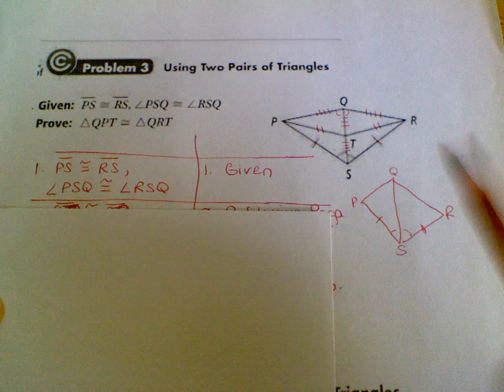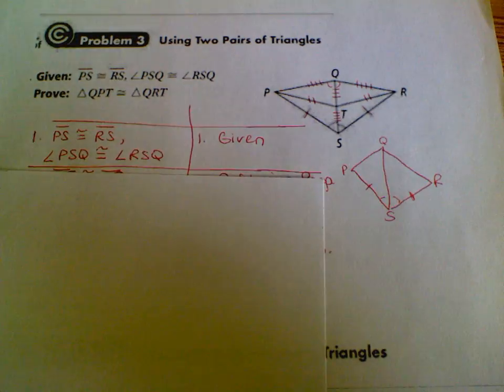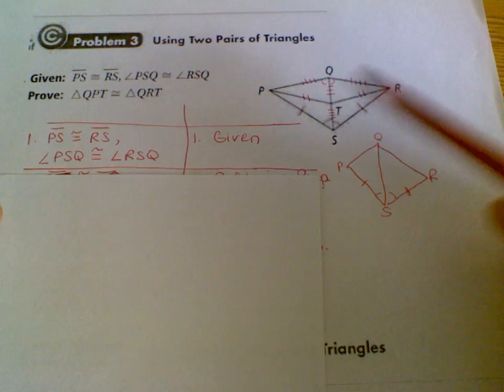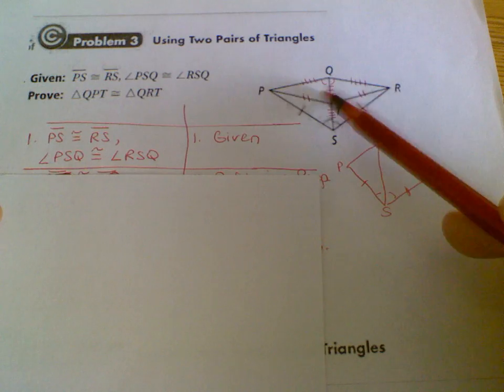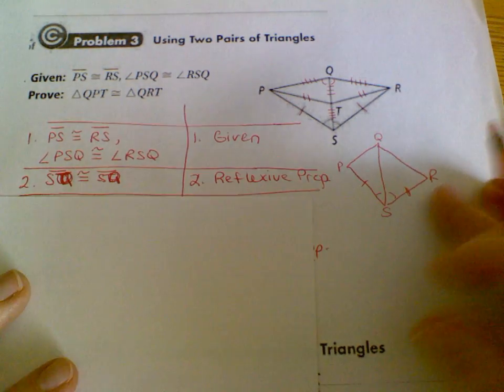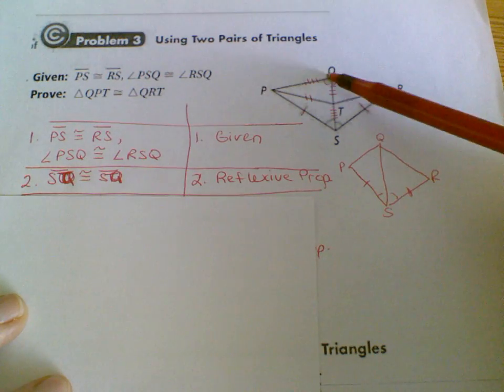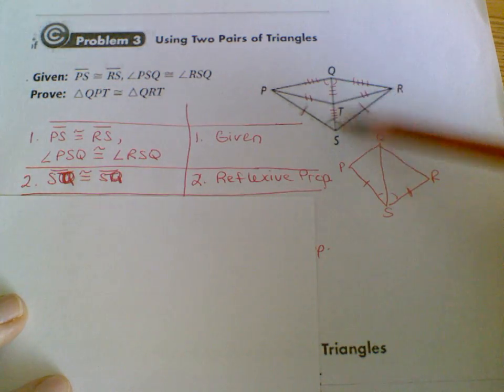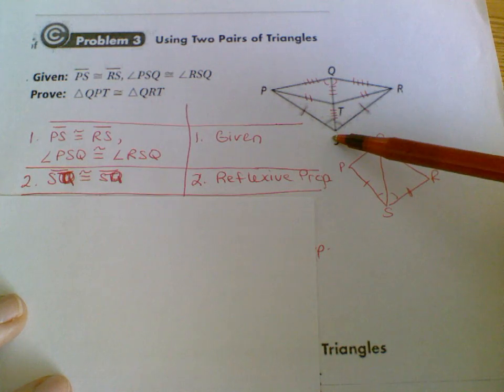So that's the first thing I'm looking for. Next thing is I'm trying to show QPT and QRT, those triangles are congruent. So I'm just going to start throwing out things that I know are congruent. And the first thing I know is SQ has to be congruent to itself, and that's because of the reflexive property.